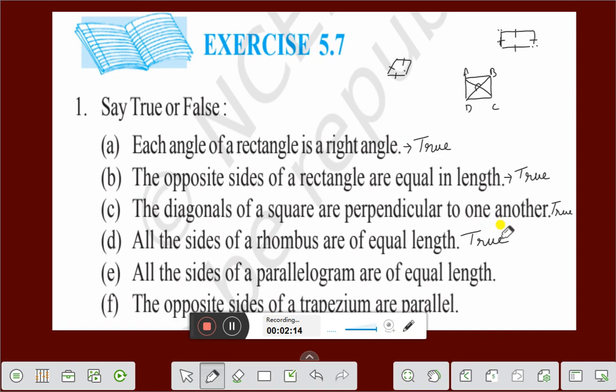Now question number D. All the sides of a parallelogram are of equal length. Parallelogram, no, it cannot be. Suppose this is a parallelogram. Opposite sides are the same, but not all the sides. This side is equal to this side and parallel also, and this side is equal to this side and parallel also. But this statement is false, because all the sides of a parallelogram are not equal. Therefore, it is false.